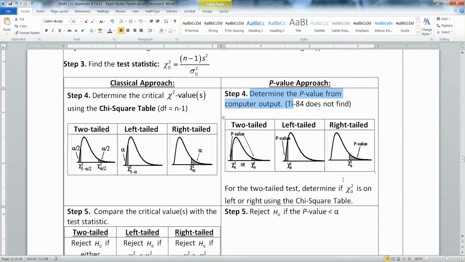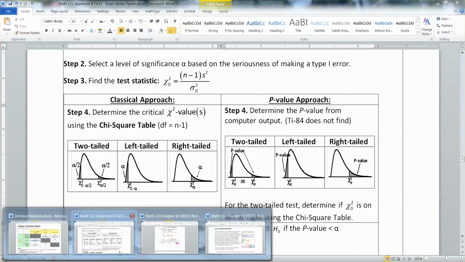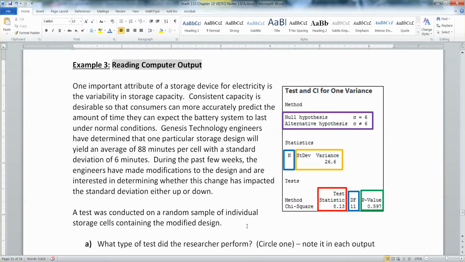But there's something else to consider here. When we do the p-value approach, we're going to have to watch out for a two-tailed test, which is the example I'm going to be going through right now, because you're going to have to choose whether your chi-squared is on the left or the right, depending on what the value is and the chi-square table. So it's not that hard, but it's just a little tricky at first.